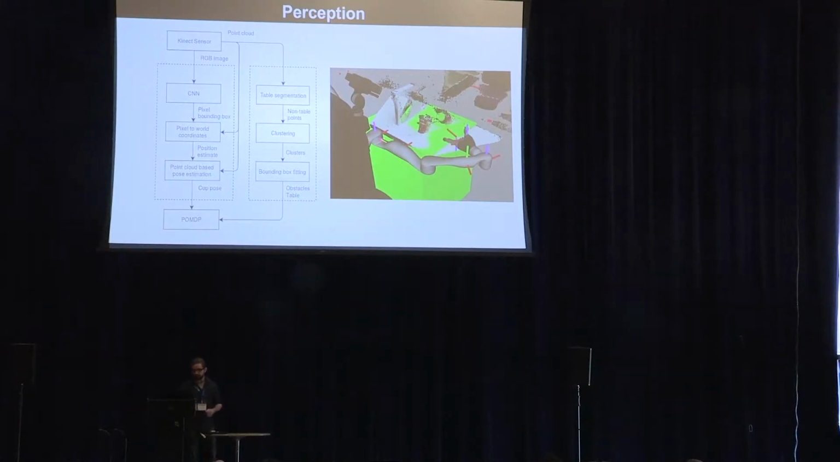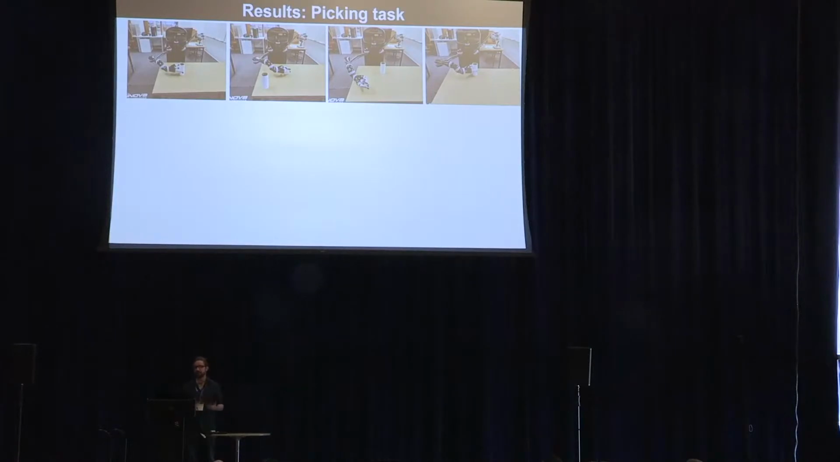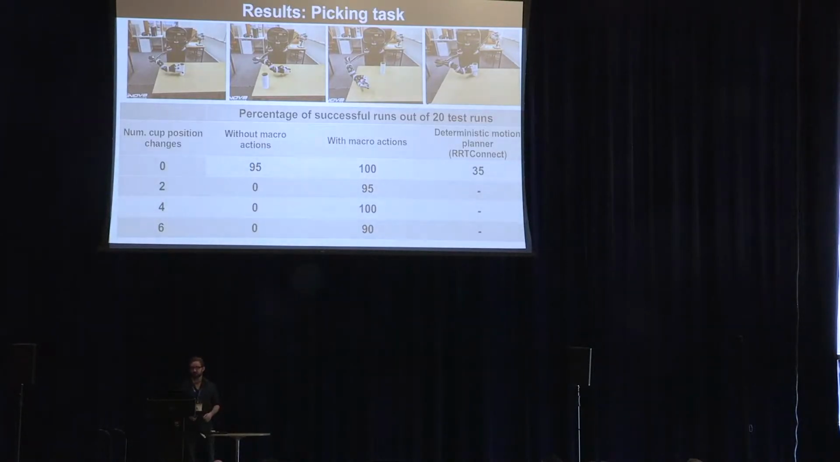Okay, so to evaluate our system, we first tested it on the picking problem, where we conducted experimental runs in which we changed the position of the cup multiple times during runtime. We then tested our system with and without macro actions. In addition to that, we also tested a deterministic motion planner, RT Connect, to get a baseline reference. As we can see, RT Connect achieved a success rate of only 35% because it essentially ignores all the uncertainties with respect to the location of the cup. Whereas our POMDP-based planner achieved a success rate of at least 95%.